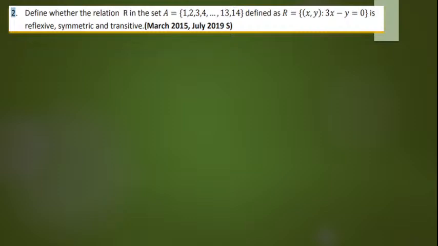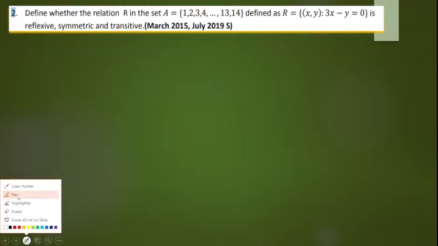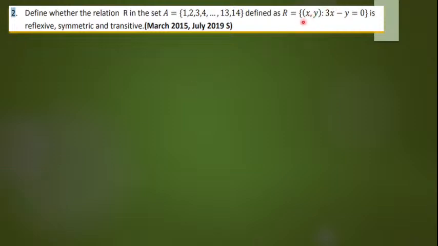Define whether the relation R in the set A, where your relation R is given by (x, y) such that 3x minus y equal to 0, is reflexive, symmetric and transitive. Nothing but you have to prove that this relation R is an equivalence relation. This question was asked in 2015 as well as in 2019.